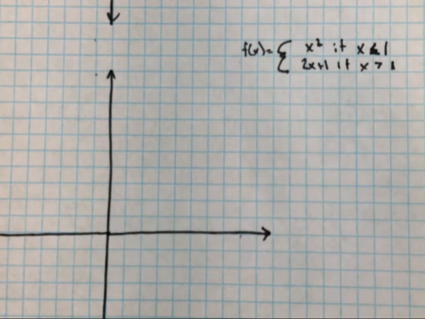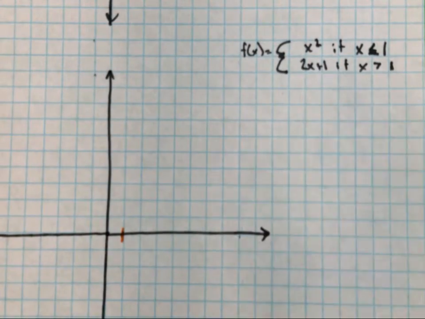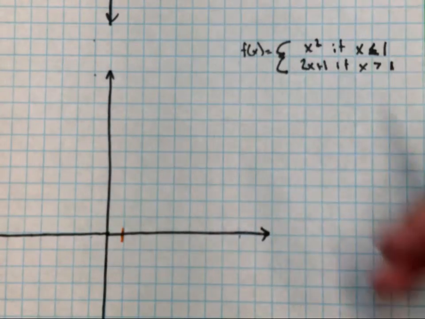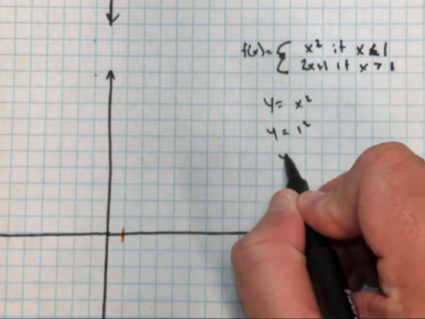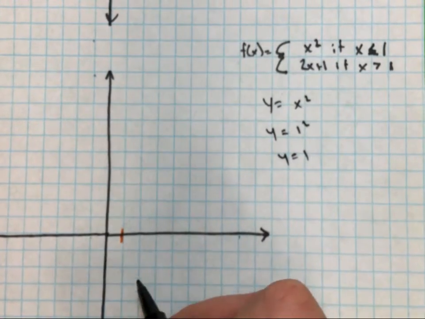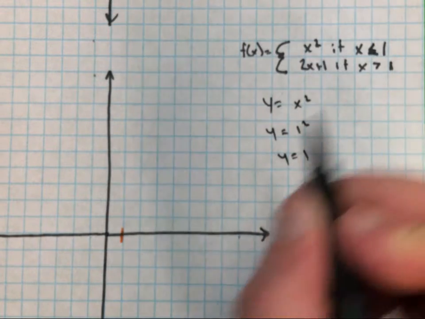What's my restriction point? 1. It's not always going to be 1, guys. It just happens to be in these problems. Okay, I'm going to plug 1 in my first one. Y equals x squared, y equals 1 squared, y equals 1. So I'm going to go to 1, 1. Would that be an open or closed dot at 1, 1?